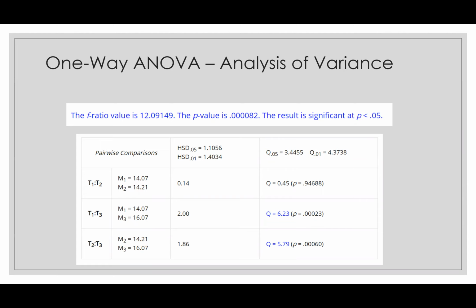The first level of comparison is treatment one to treatment two, or classroom one to classroom two. In this case, the original curriculum to the new curriculum. That is not significantly different. Then we see treatment one compared to treatment three. In this case, the old curriculum compared to the new curriculum with tutoring, which is significantly different. And that's what we would expect, right?